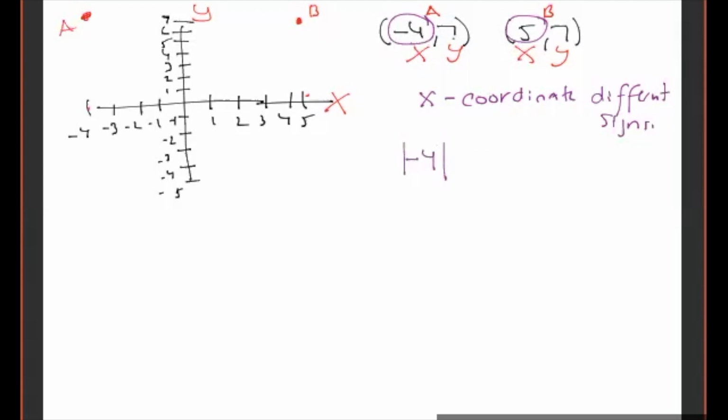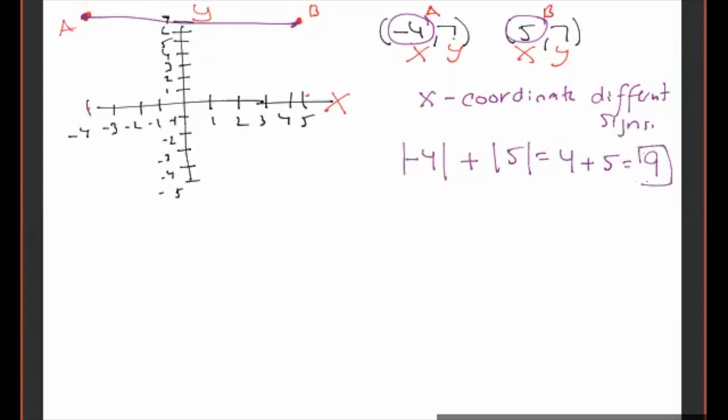And because they're different, are we adding or subtracting? Remember, we said if they're different, you're going to add. If they're the same, you're going to subtract. So they're different, so we're gonna add them, right? So let's figure this out. The absolute value of -4 is 4. The absolute value of 5 is 5, right? They always come out positive. 5 plus 4 is 9. So the distance between A and B is 9 units. And this is your answer.